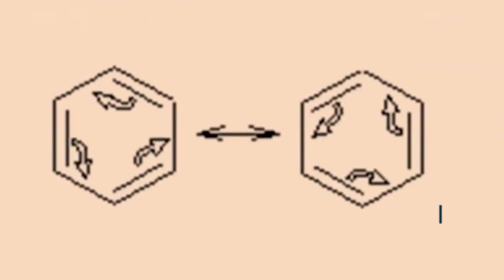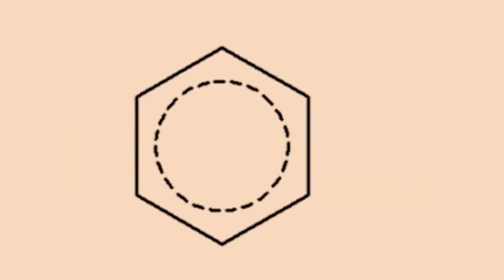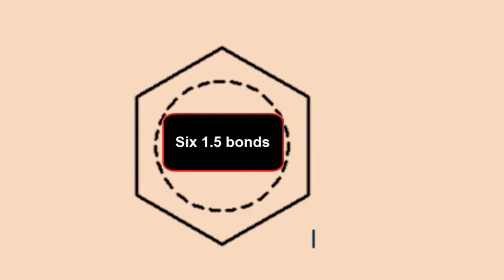The bond lengths are the same between all of the carbons. Therefore, a more realistic Lewis structure for benzene is represented with this figure. This Lewis structure is more consistent with experimental data for bond length, where it was determined that the bond lengths between the carbons are all equal.